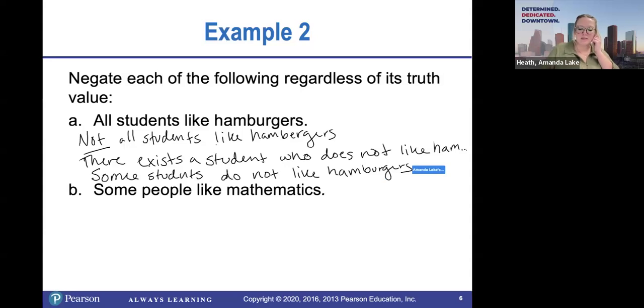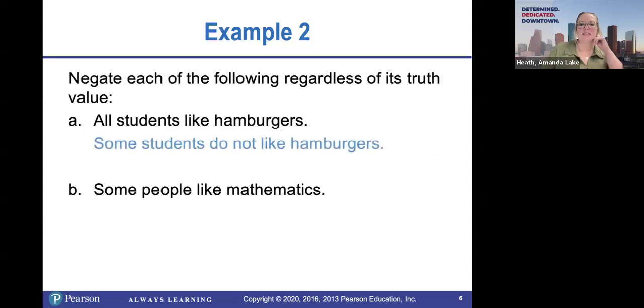So that's probably the simplest way for us to negate that statement, to say some students do not like hamburgers. So if we move on to this next example, some people like mathematics. If we want to negate some people like mathematics, it would be that there are no people who like mathematics, would be the opposite of this.